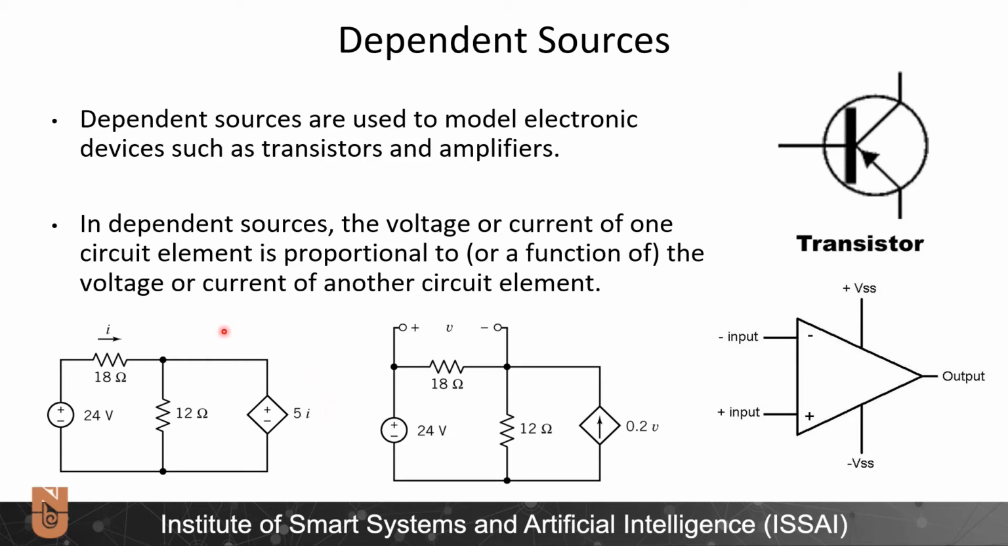We look to the part of the circuit where I is defined. I is the current passing through this 18 ohm resistor. So in other words, the voltage value of this source will be 5 times I, whatever that I value at that instant will be. Similarly, here we have a voltage dependent current source. The current value of this dependent source will be equal to 0.2 times the voltage over this resistor.